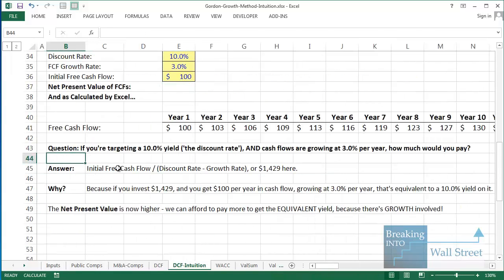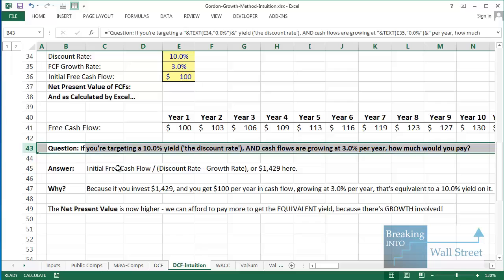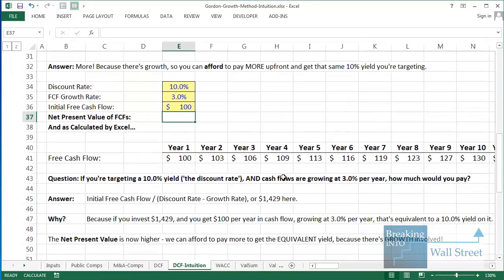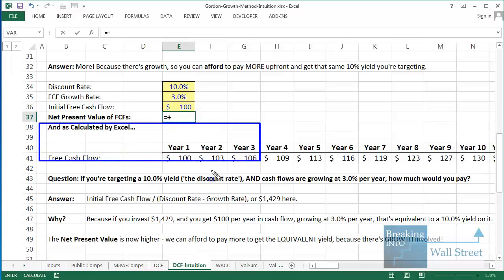The question here, if we're targeting the same 10% yield and the cash flows are growing, how much would you pay? And the answer is the initial free cash flow in this period, so the year 1 free cash flow of 100 divided by the discount rate minus the free cash flow growth rate, which comes out to 1,429 here. And so let's take a look at this formula and see how this works. And then I'm going to prove to you that if you do this in Excel by using the NPV function, it comes out to the same thing.